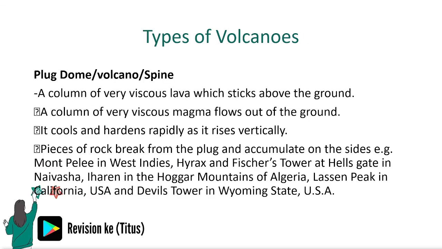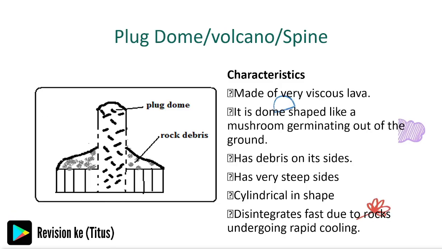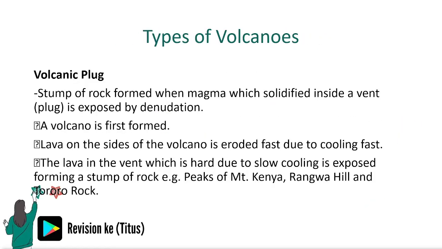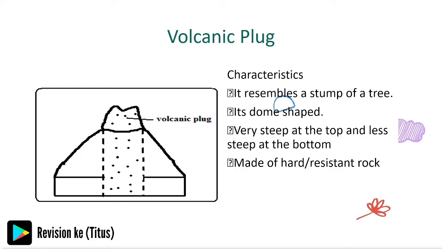Probably a fine one, we have the plug dome, which is a column of very viscous lava which sticks above the ground. This is how it looks. And we have the volcanic plug, which is a stump of rock formed when magma solidifies inside a vent, the plug being exposed by denudation. Here is a diagram of the same.